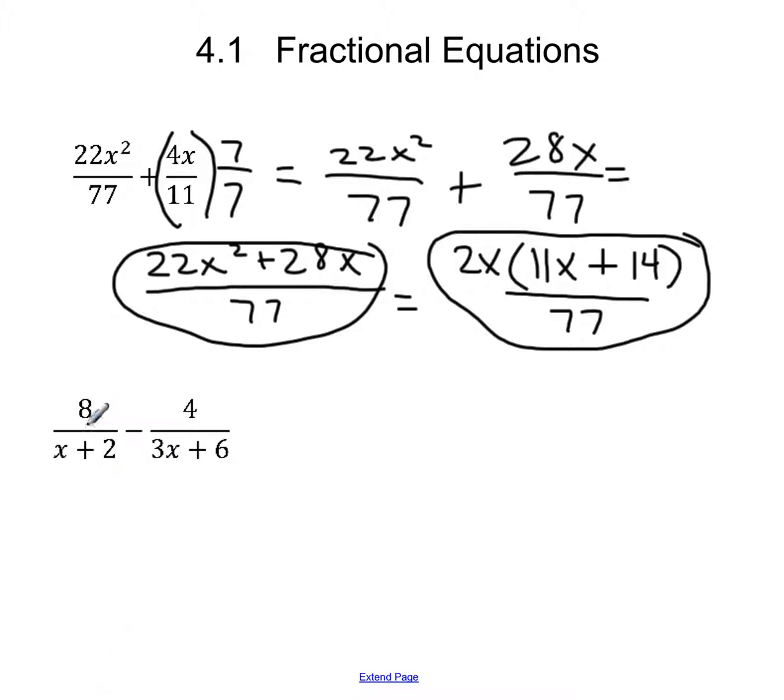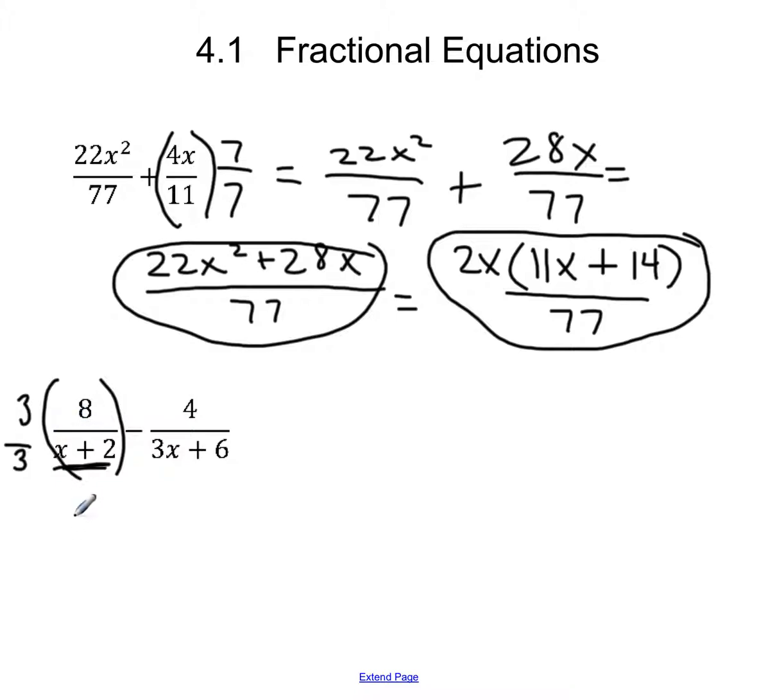Okay, if I come down here, I have 8 over x plus 2 minus 4 over 3x plus 6. Well, those are not common denominators, and that's what I need in order to really subtract them. So is there something I could do to this one in order to make it say 3x plus 6? Well, if I multiplied both of these numbers by 3, I would get 3x plus 6, right? So why don't I multiply this whole fraction by 3 over 3 so that I don't really do anything to it. I'm just multiplying by a factor of 1, but I'm changing the numbers so that it works better in the problem.